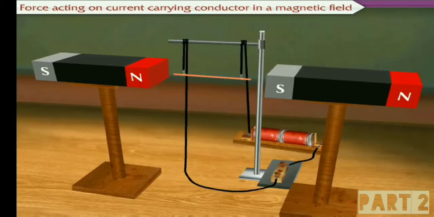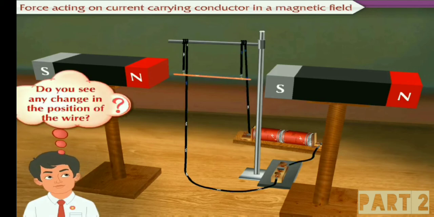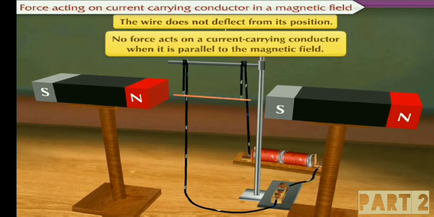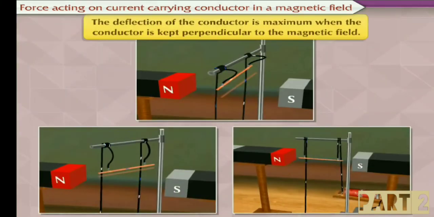Now let us keep the wire parallel to the magnetic field. Do you see any change in the position of the wire? No. The wire does not deflect from its position. That means no force acts on a current-carrying conductor when it is parallel to the magnetic field. This showed that the deflection of the conductor is maximum when the conductor is kept perpendicular to the magnetic field.